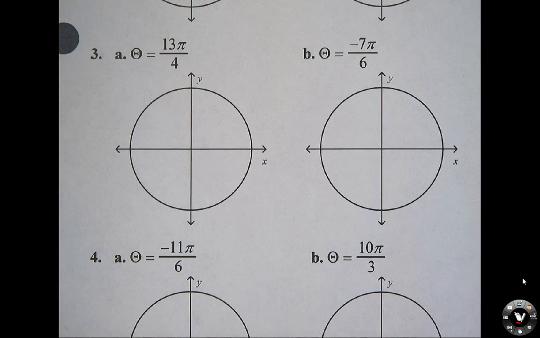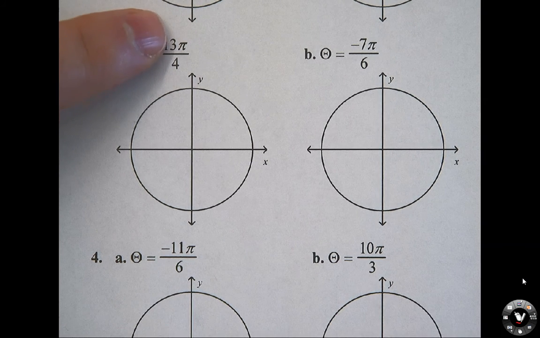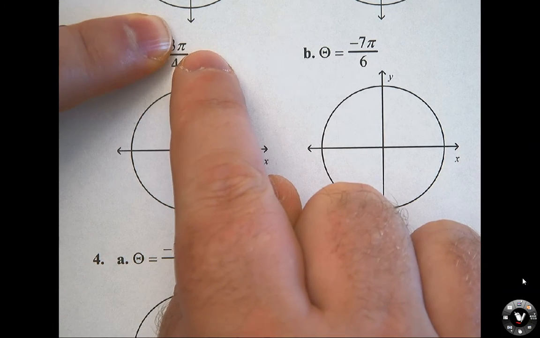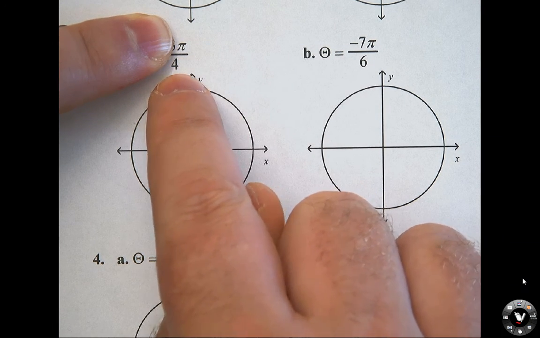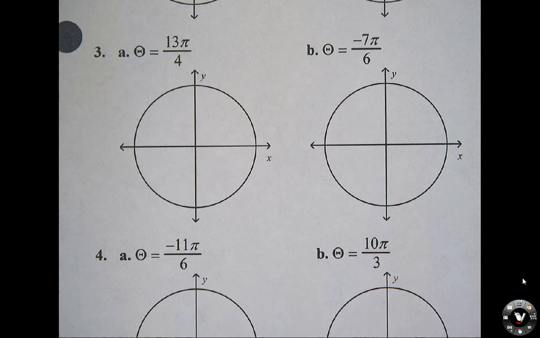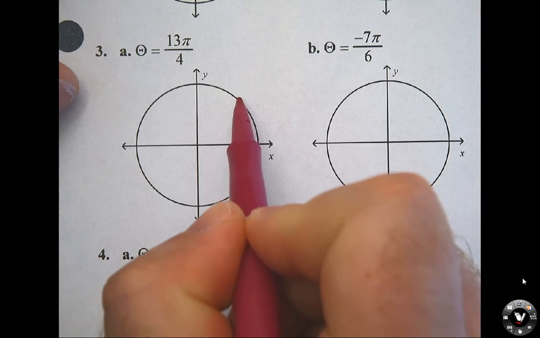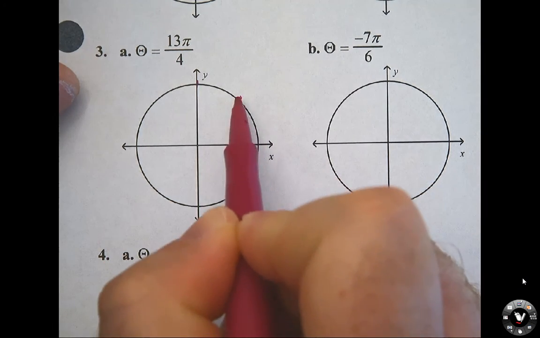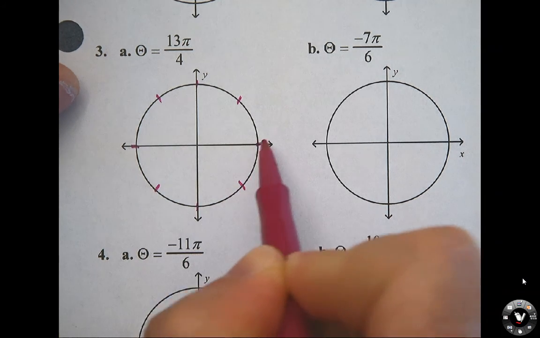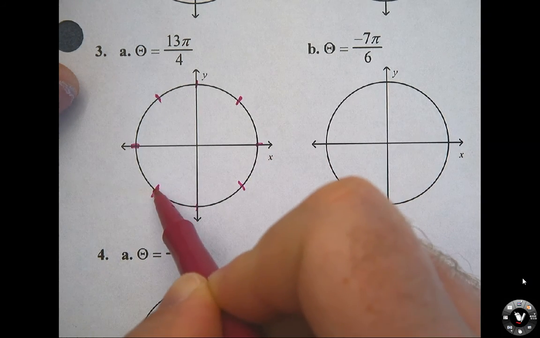Okay, let's jump down and try to do one with radians. Now what's nice about radians, I can already tell you what the reference angle is going to be. Because if I cover up the 13, it says pi over 4. Pi is the same as 180. 180 divided by 4 is 45. So this means I'm going to be counting by 45s. So I'm going to count off 13 45s, positively. 1, 2, 3, 4, 5, 6, 7, 8, 9, 10, 11, 12, 13. Okay, this is the one that I want.